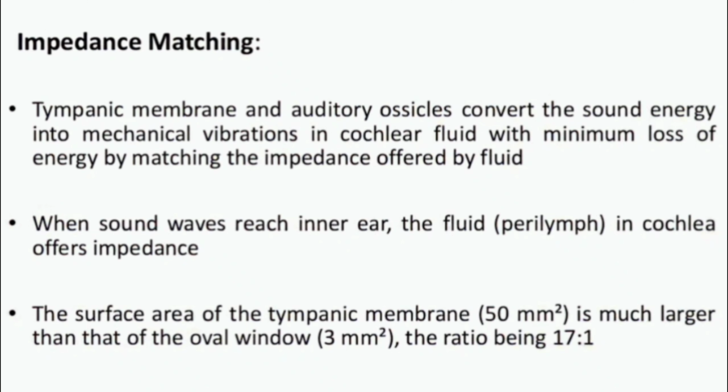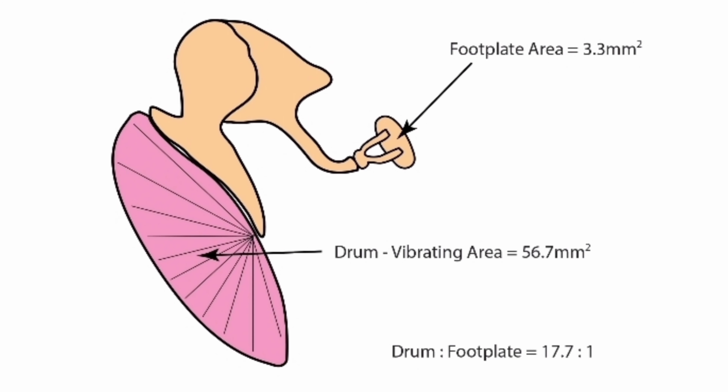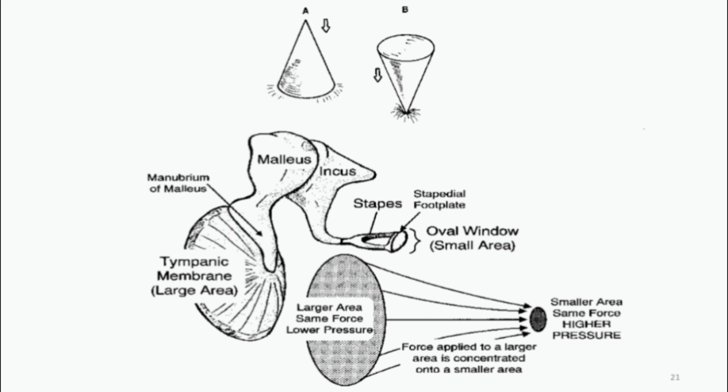The surface area of the tympanic membrane is 55 square millimeters. It is larger compared to that of the footplate of stapes, which is about 3.2 square millimeters. So that's why the force exerted by the footplate of stapes on the cochlear fluid is 17 to 22 times greater than the force exerted by sound waves on the tympanic membrane.